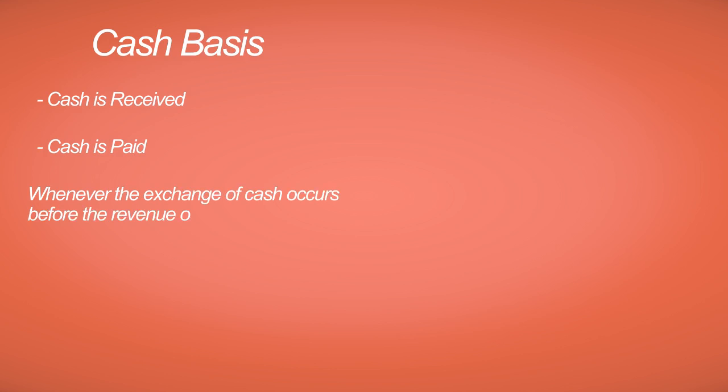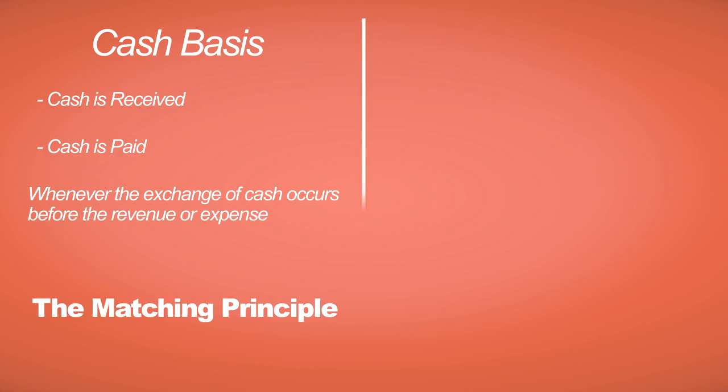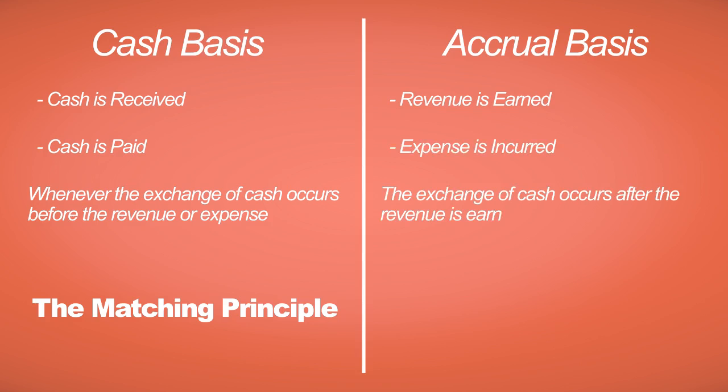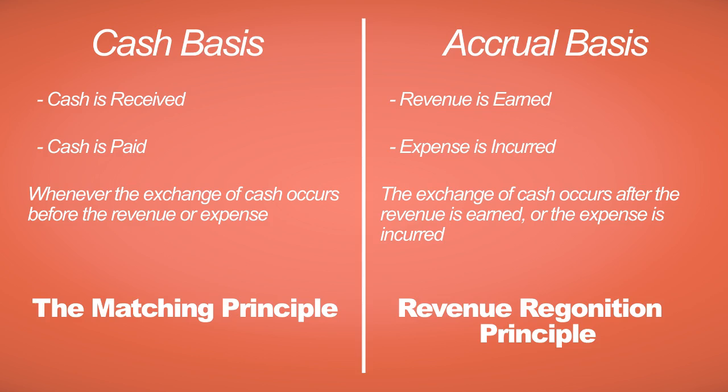Businesses may receive cash before the provision of their product, or when expenses are paid prior to its use. When recorded in accounting records, this method is known as the cash basis and derives directly from the matching principle. In contrast, businesses may provide a service before they are paid for it, or an expense can be incurred by the business, which they have not paid for. When recorded in the accounting records, this method is known as the accrual basis of accounting and derives directly from the revenue recognition principle.